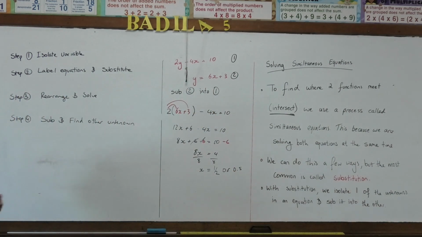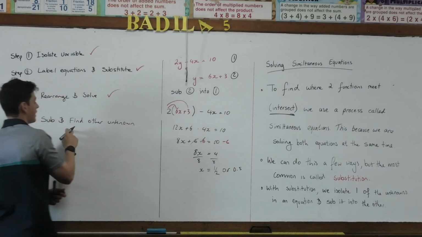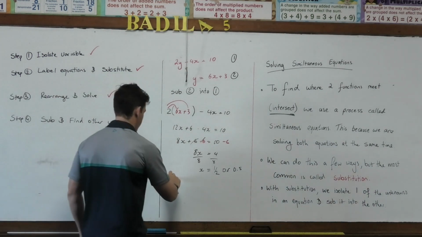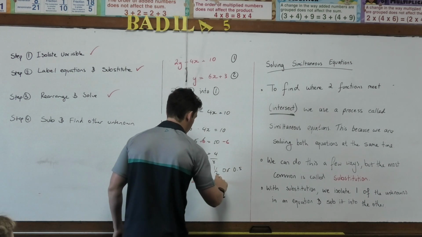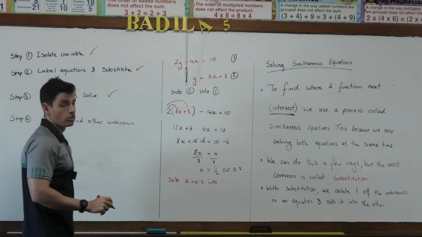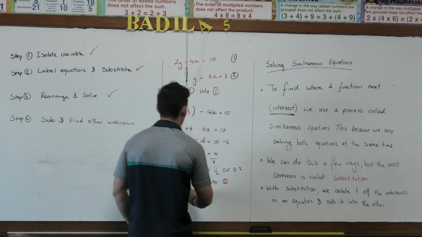Am I done yet? I've done this step, I've done this step, I've done this step. What about the last step? So I need to sub x equals 0.5 into which one? Does it matter? I would use 2 here. Why? It's easier. So that into 2.